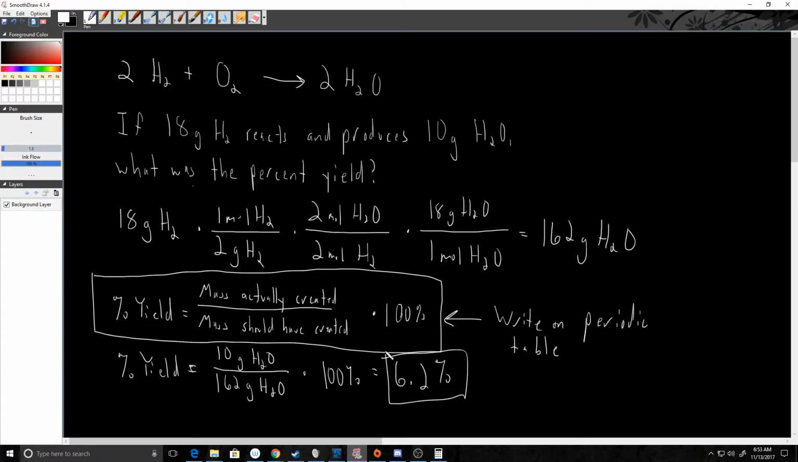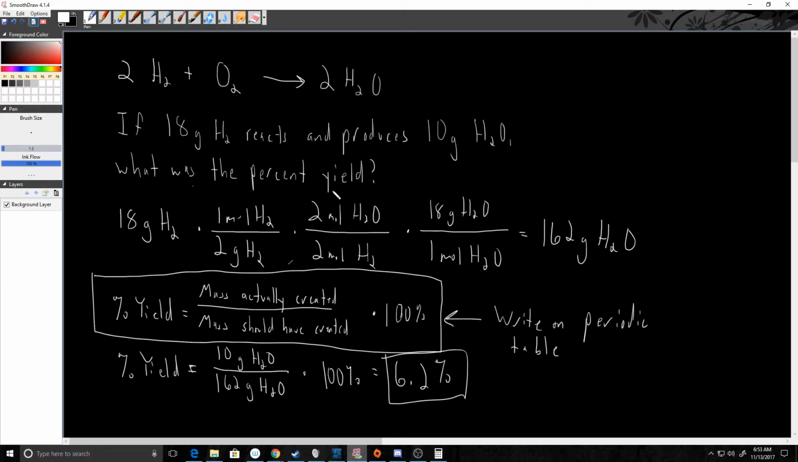Really, this could be due to a number of things. Maybe I didn't actually have 18 grams of H2. Maybe I put the H2 and the O2 in a leaky container. Maybe I didn't give it enough heat energy to get the reaction started. Maybe I'm not collecting all of the water at the end. Water does tend to stick to the surfaces of containers, stuff like that. But yeah, so that's just percent yield.